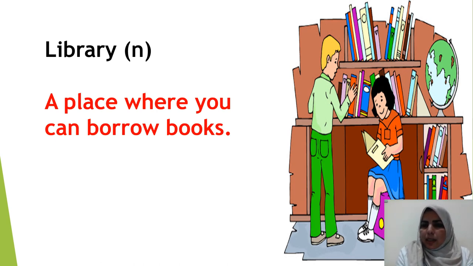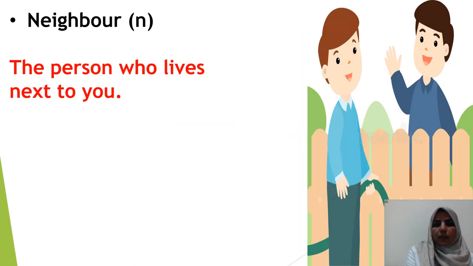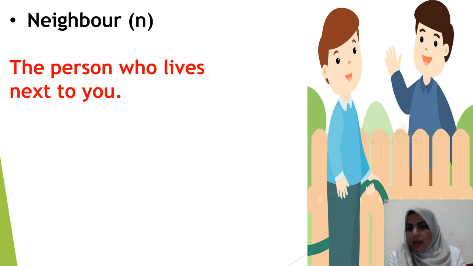She's a girl. She's reading a book. Where is she reading her book? In a library. Library. Repeat. A library is a place where we go in order to borrow books or to read books. Okay, next. Neighbor. A neighbor is a person who lives next to us, and sometimes we have a friendly relationship with him. Okay, neighbor.